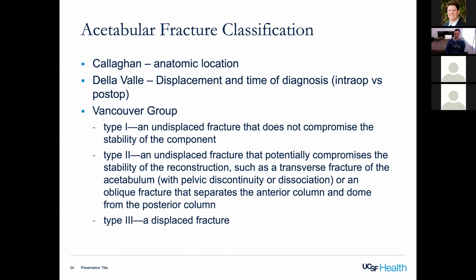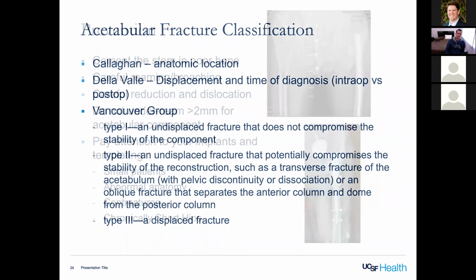Any classification system helps you with decision making. So with type 1, you don't necessarily need to change your implants, but you might want to change your postoperative weight bearing. But type 2 and type 3, you need to do something about.